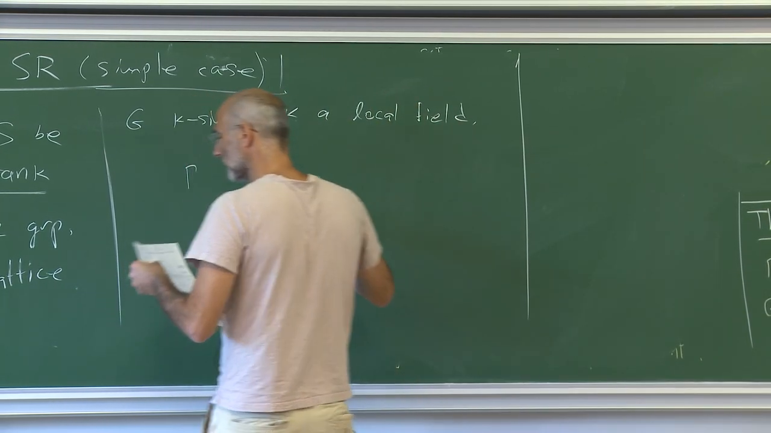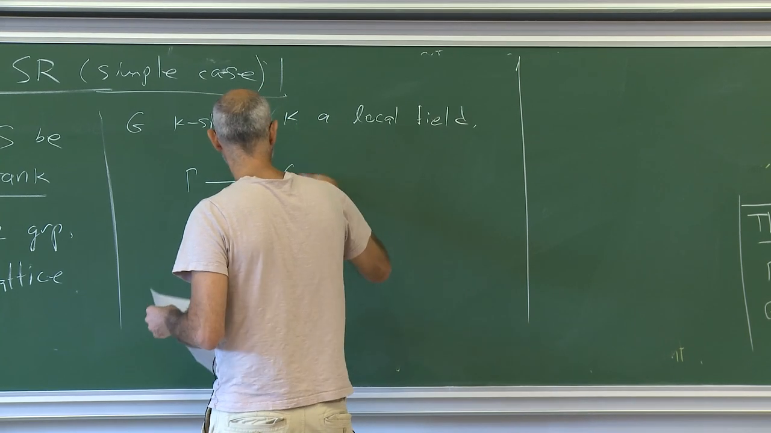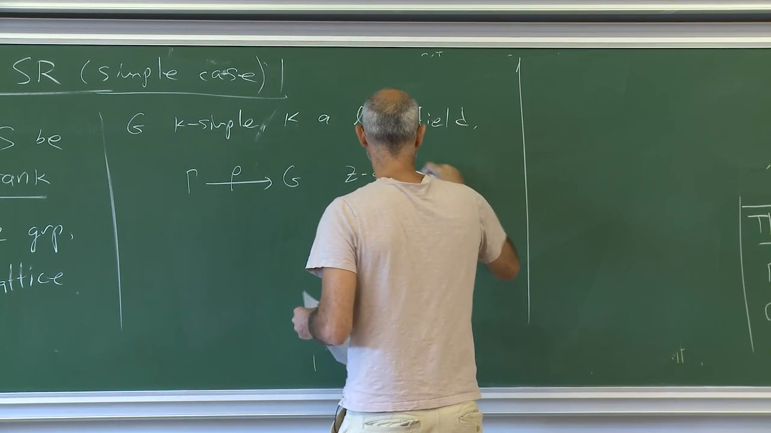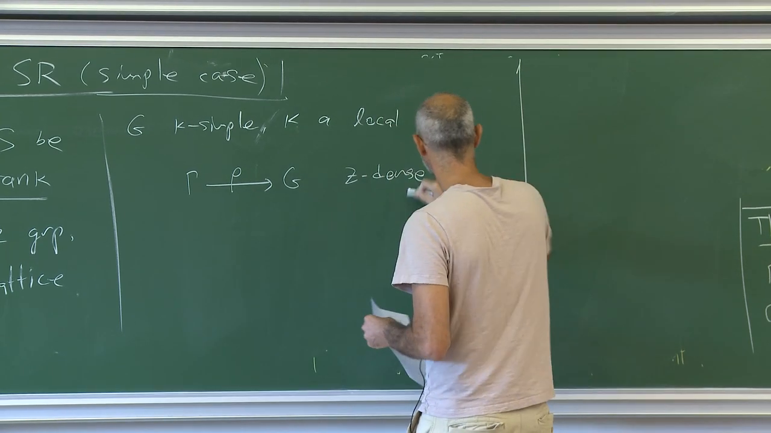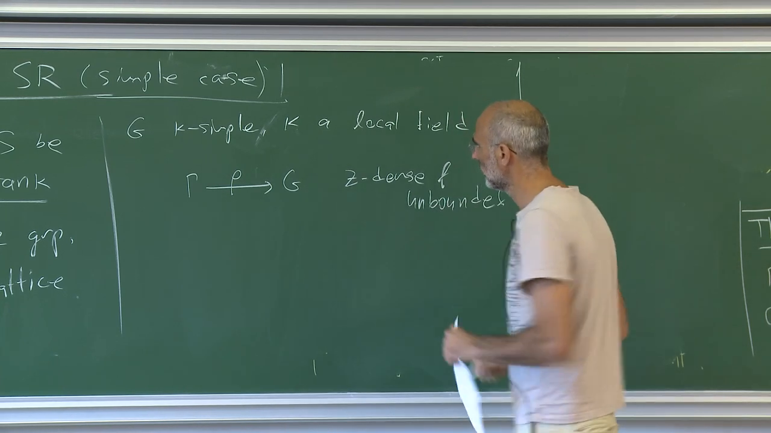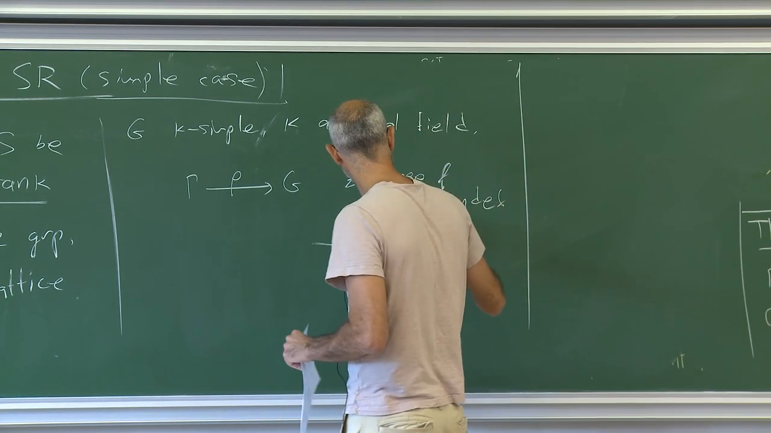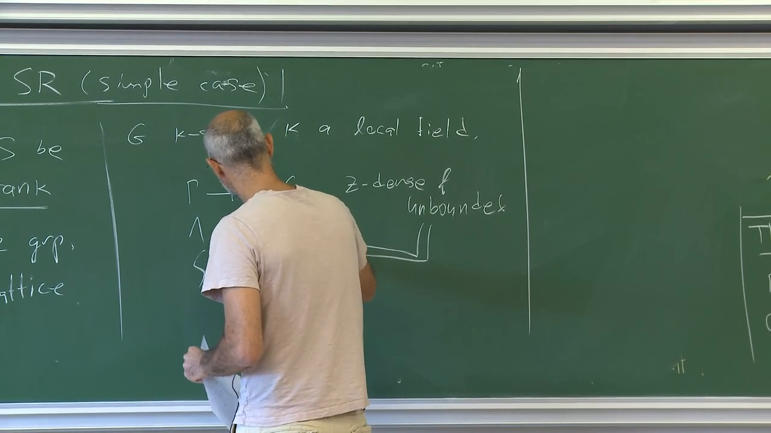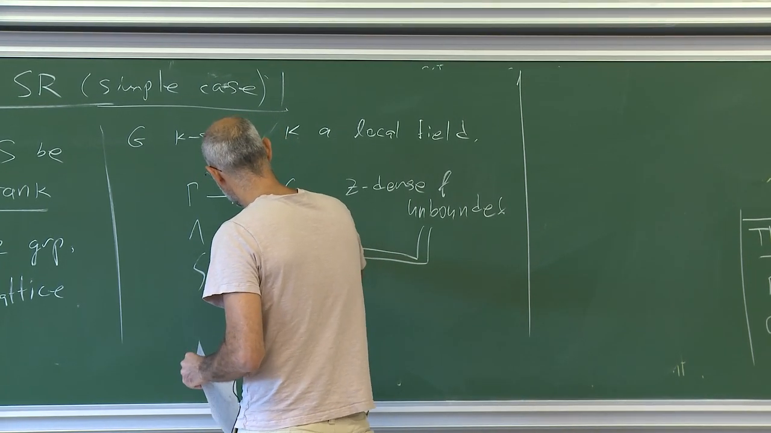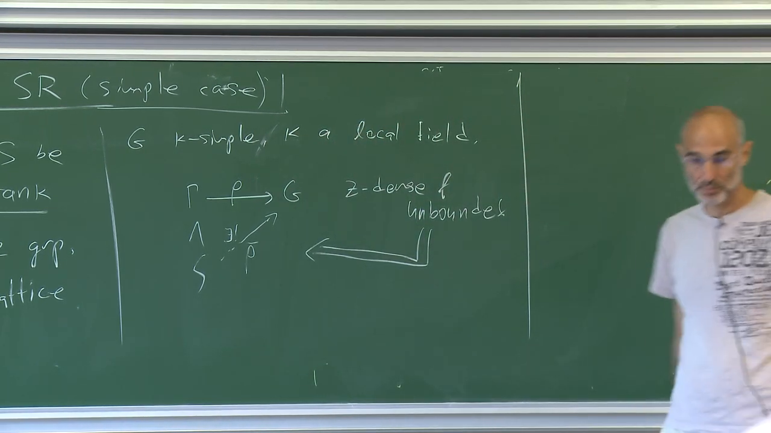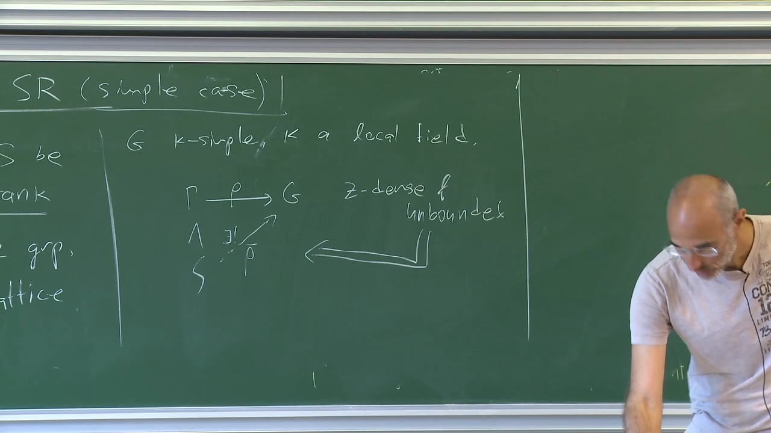And assume we have this rho, which is Zariski dense and unbounded. Then rho extends uniquely to a map from S. That's the formulation.